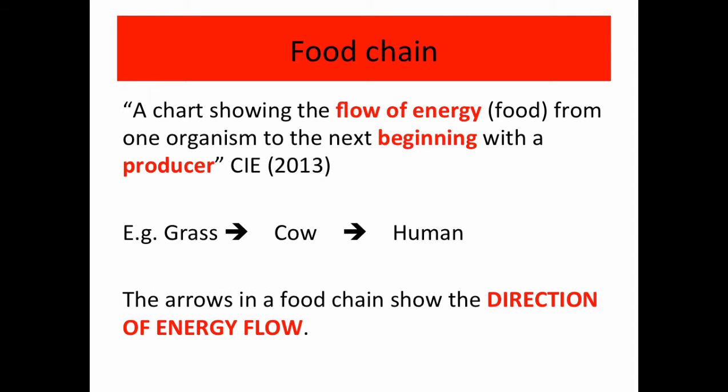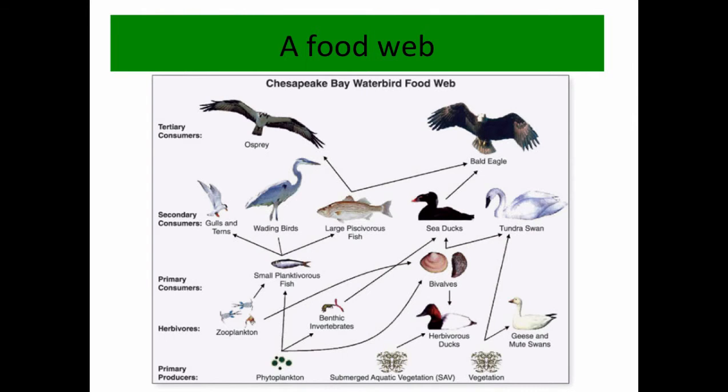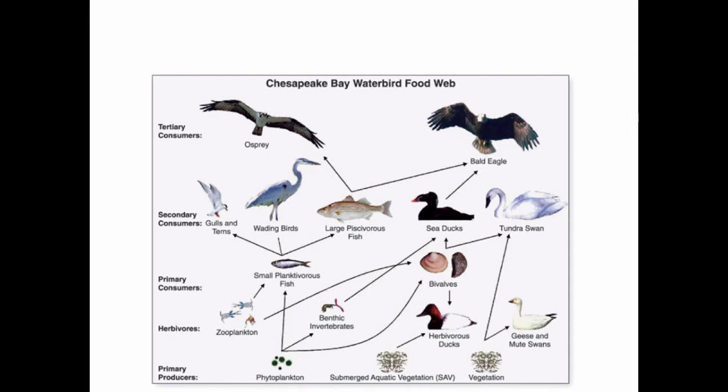The arrows in a food chain show the direction of energy flow. They do not show what eats what. You would not get a mark for that in the exam. So back to our food web here. Can you identify any food chains in the food web? You can pause the video and try it yourself.